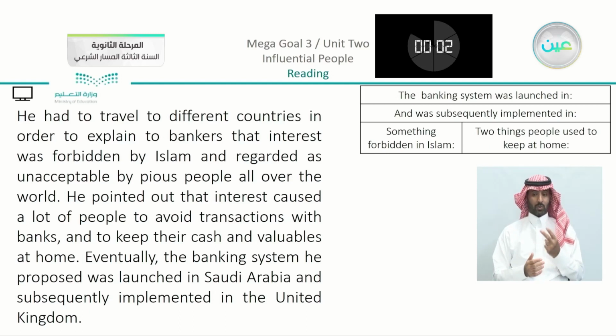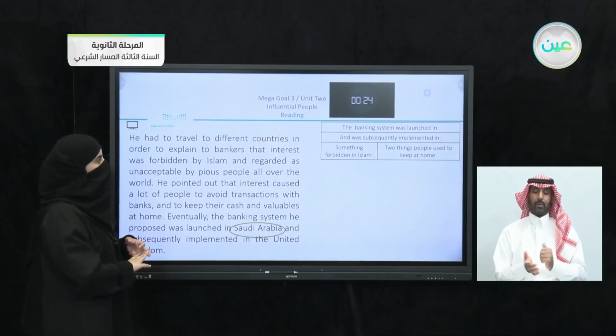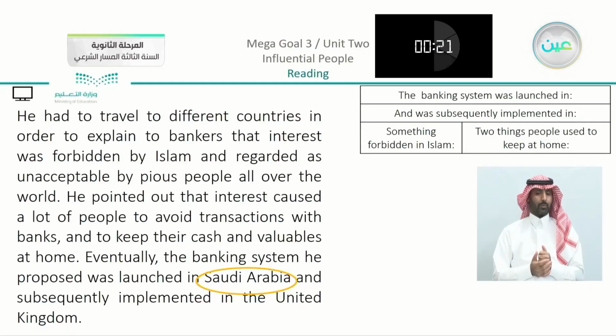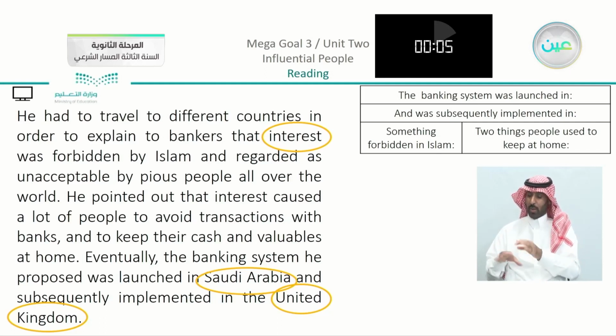Three, two, one. Okay, time's up. We have the first question. The banking system was launched in, we can see the answer, yes, in Saudi Arabia. So we have here actually a country. Okay, and then we have here and was subsequently implemented in. We have here, yes, the United Kingdom. Something forbidden in Islam. Okay, so this is a very clear answer. We have here interest, which is forbidden. And 2 things people used to keep at home. You can scan here quickly and you find the answer is here, cash and valuables.